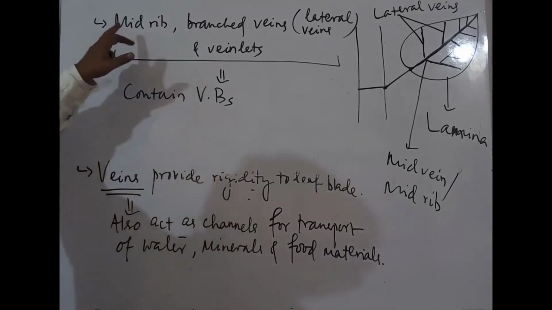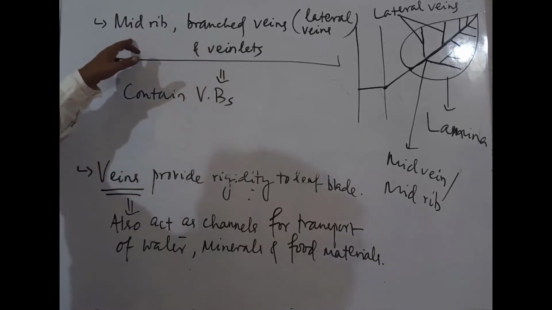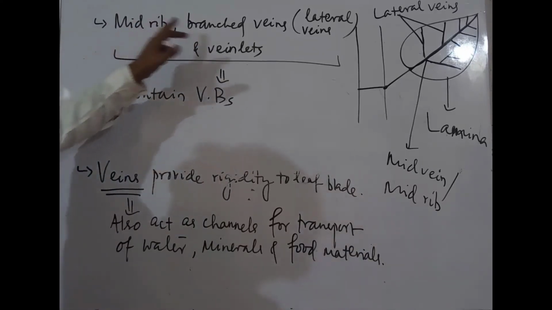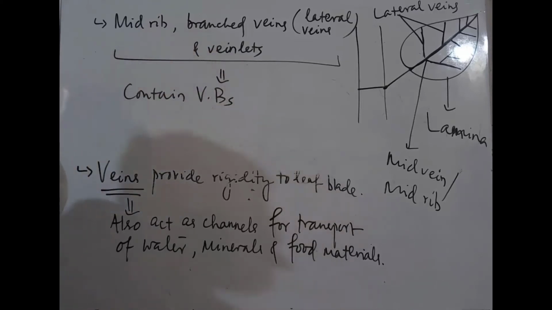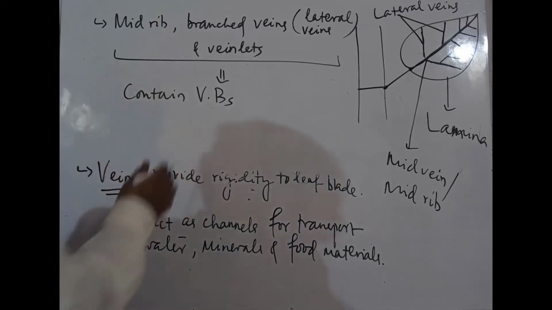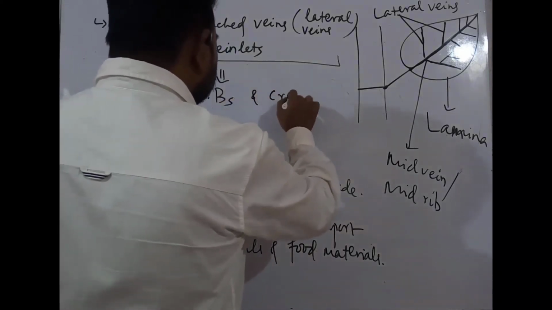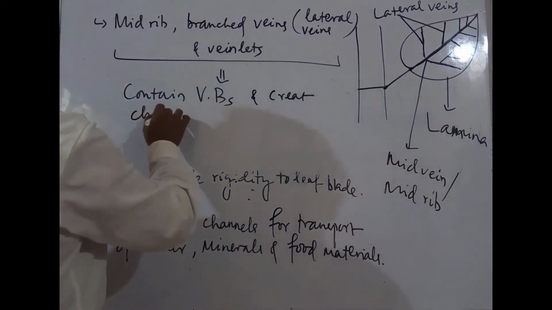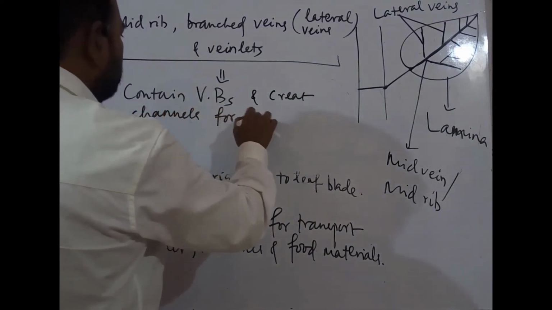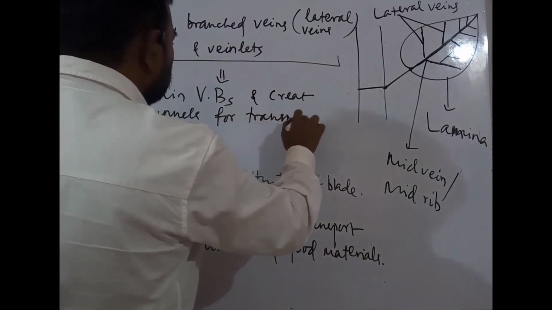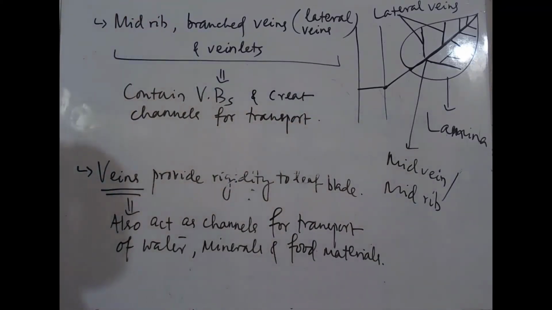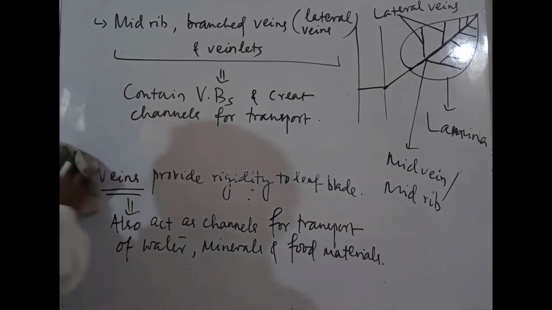इसका मतलब क्या है? Midrib हो, branch vein हो, veinlets हो, these all contain vascular bundles. That's why they create a channel for transport. So contain vascular bundles and create channels for transport. And the size उसका vary करता है. And size of the vascular bundles is directly proportional to the size of veins.